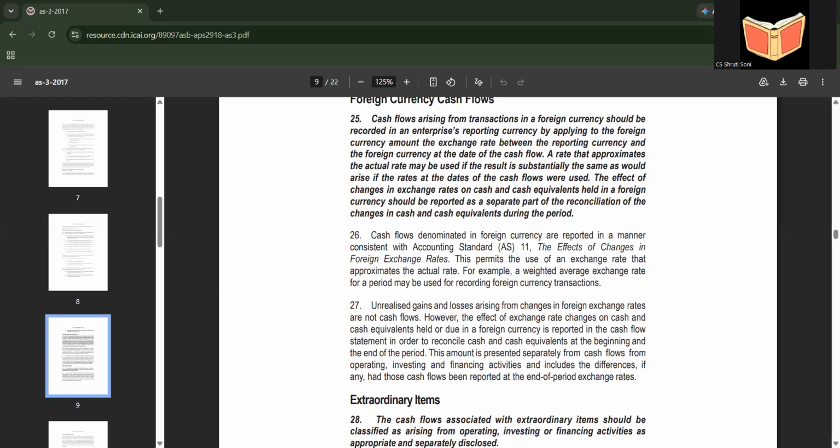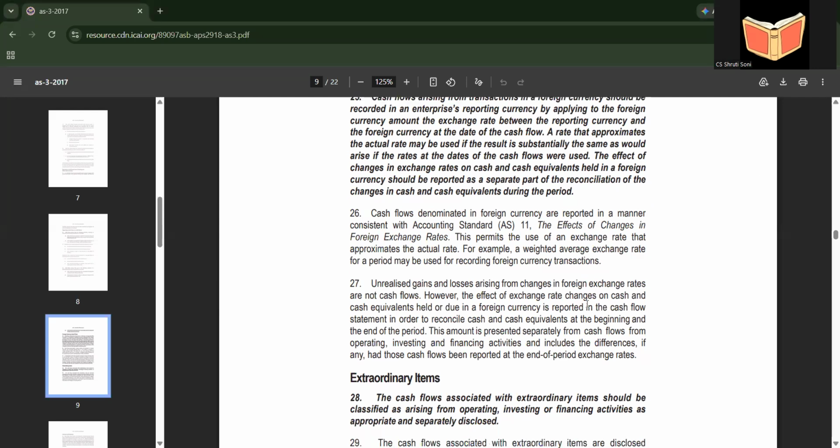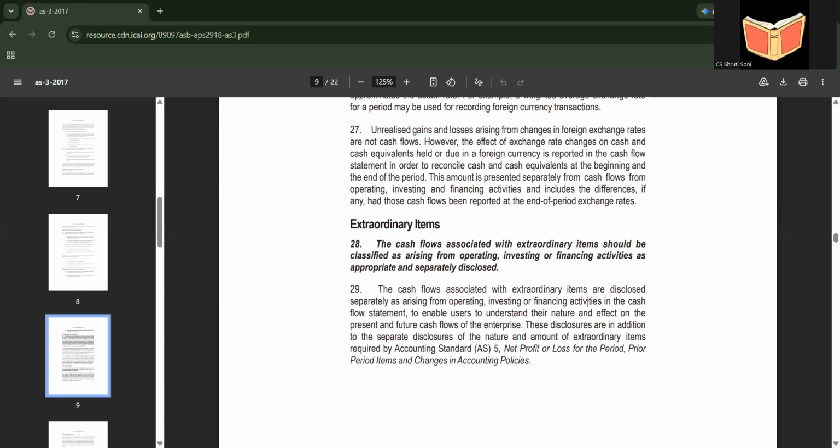Now, if there is any extraordinary item, the cash flow associated with that should be classified as operating, investing, or financing, as the case may be. And if there is any cash flow associated with an extraordinary item which is disclosed, please keep in mind that these disclosures are in addition to the separate disclosures of the nature and amount of extraordinary items required by AS5 or prior period items.